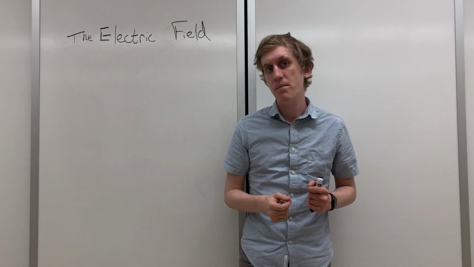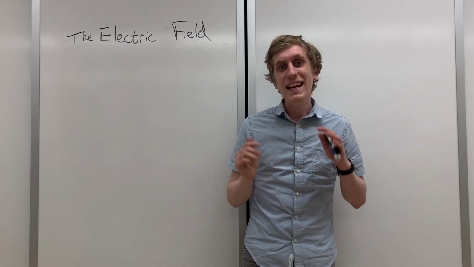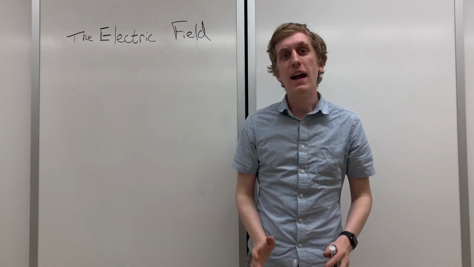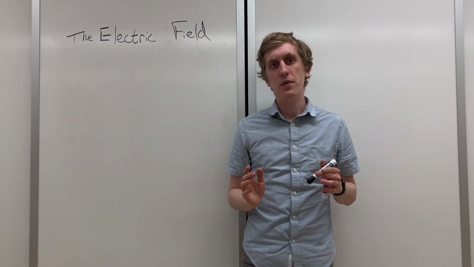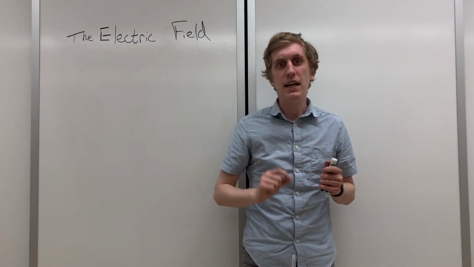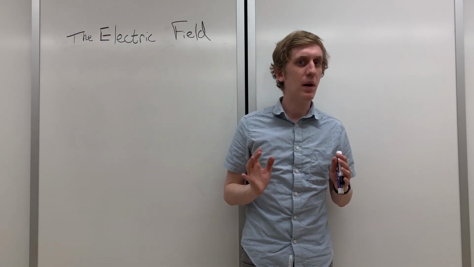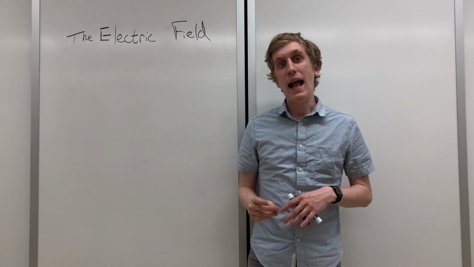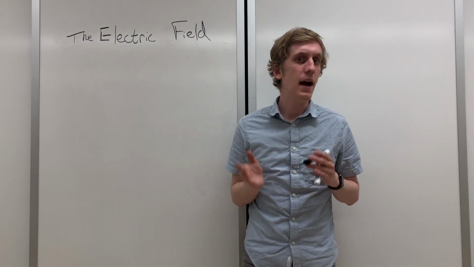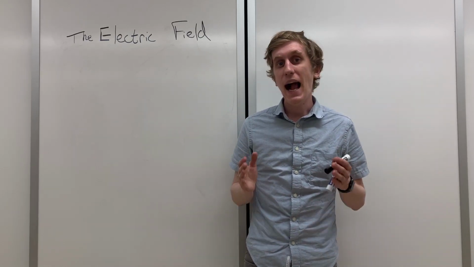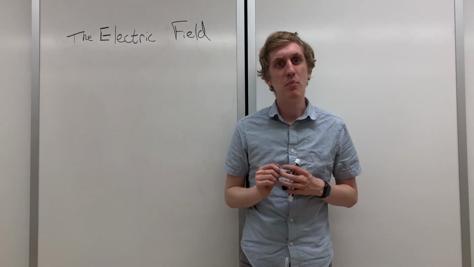single number. But the electric field is slightly different. It's what's known as a vector field. A vector field is still a field. It's defined at every single point in space. However, instead of just being represented by a number, as with the scalar field, a vector field has to be represented by a vector. It has both a value and a direction at every point.